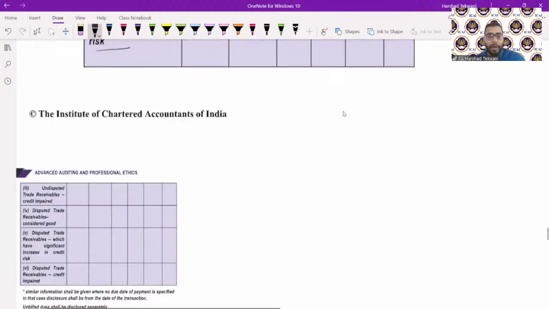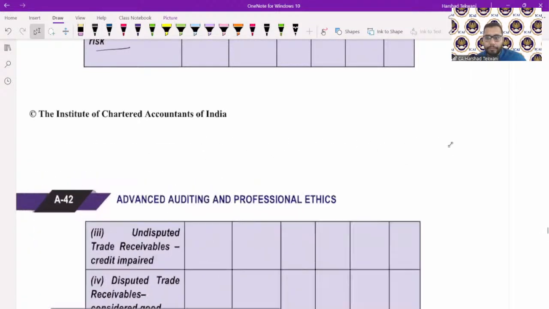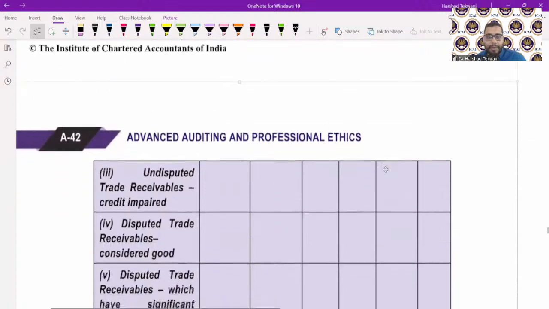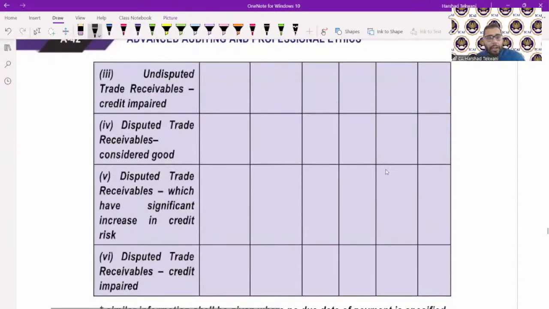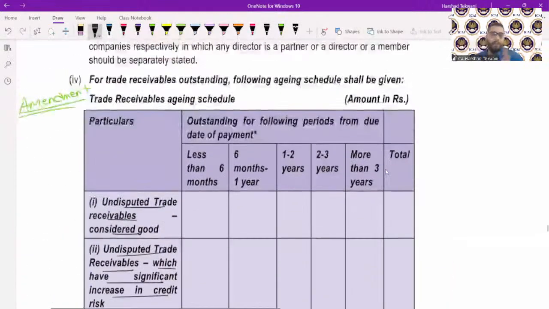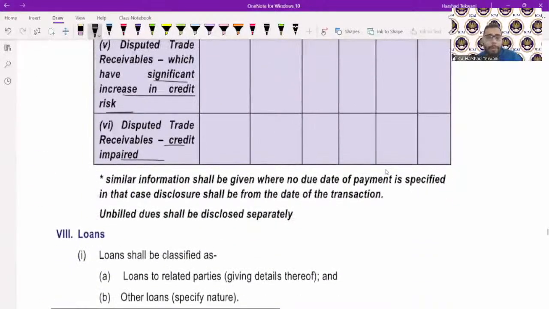Clear? Same way for the rest of the things also, like undisputed trade receivables where the credit impaired is there. Now this was the undisputed portion. Disputed, same: considered good, significant increase in the risk, and disputed, credit impaired. You need to provide aging of this particular trade receivable from the due date of payment. Now if the due date of payment is not available, then you can take the date of transaction. Same as Division 1, there is no change in that.